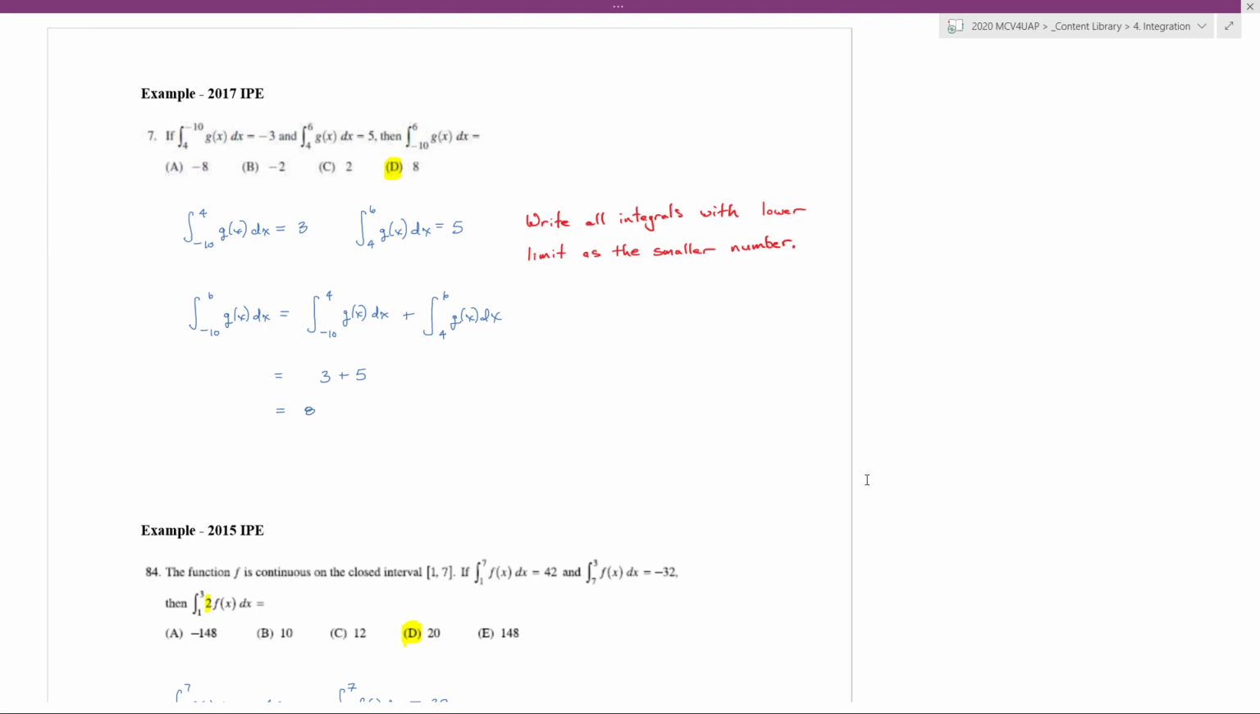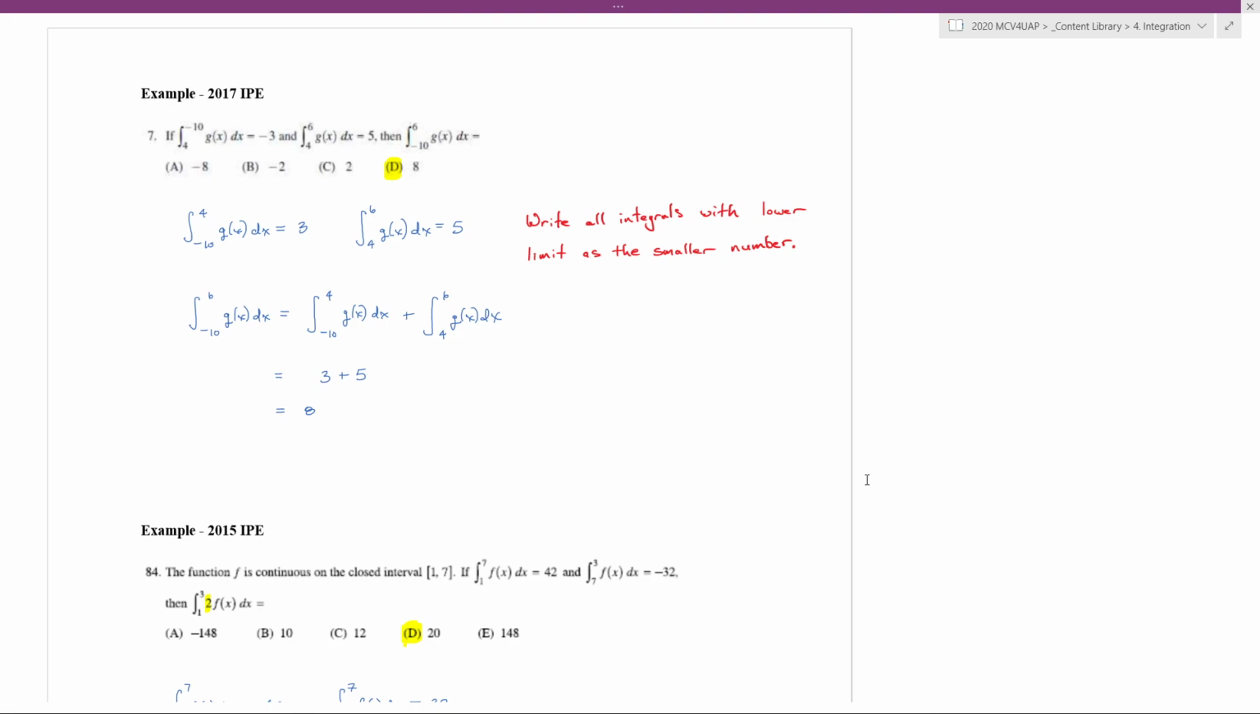So what I would strongly suggest, and I've written it there, is when you get questions that are like this, write all the integrals with the lower limit as the smaller number. In other words, write them as if you were integrating from left to right. So I've taken that first integral and flipped it. Rather than writing the integral from 4 to -10, I've written it as the integral from -10 to 4.